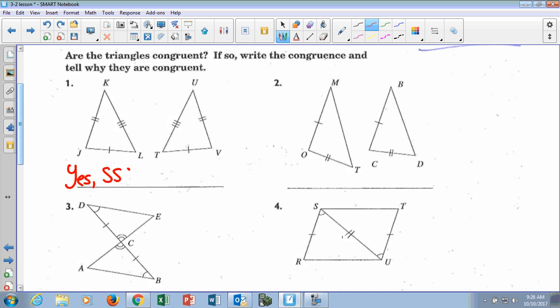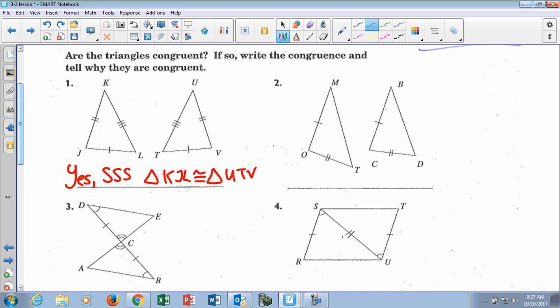Side, side, side. I heard someone say it. And then we have to write, so triangle KJL is congruent, so we got that little curve at the top with the equal sign underneath it, to triangle. And again, so we went KJL, so we're going to go UTV. Sounds like a TV channel. Now remember, they're the same size because they're the same lengths, right?